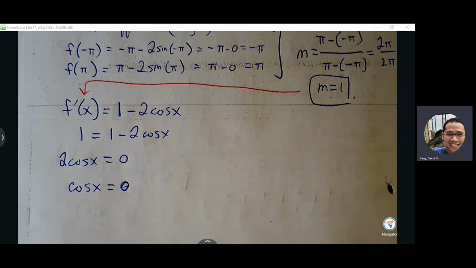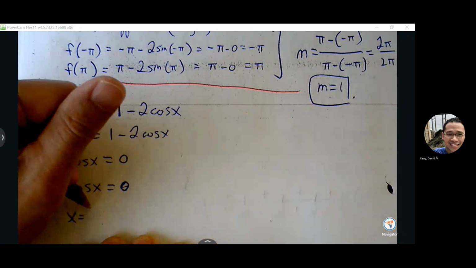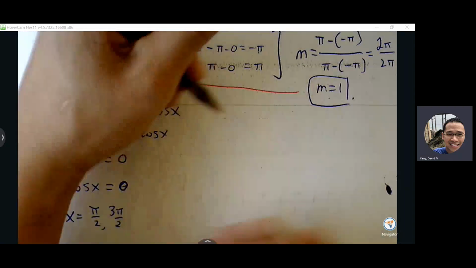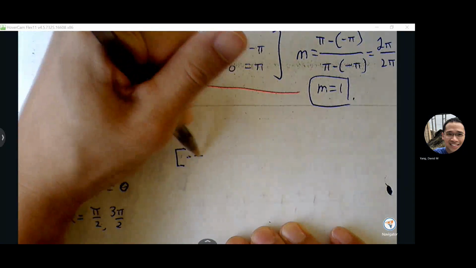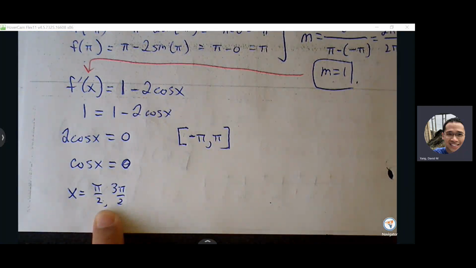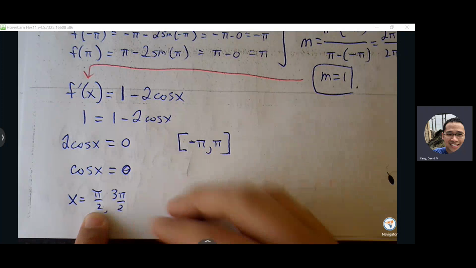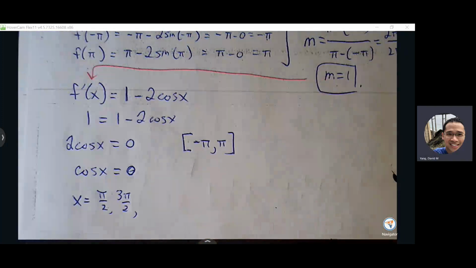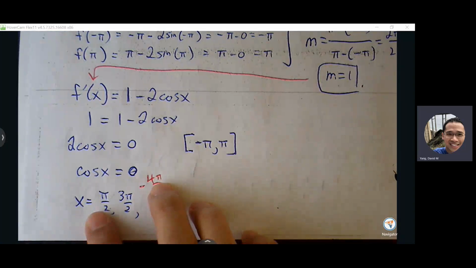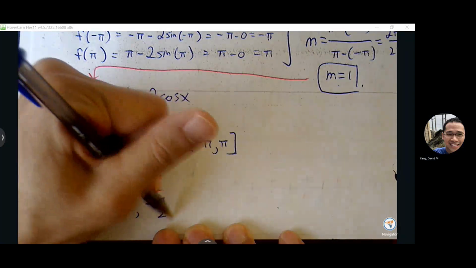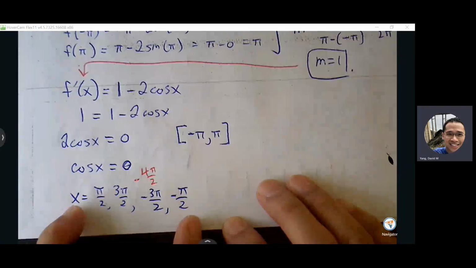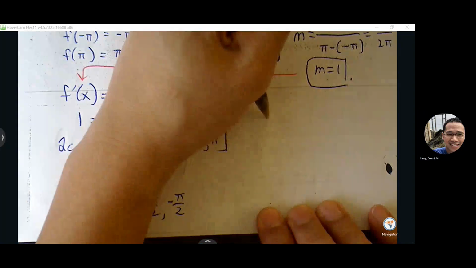Okay, so where's cosine equal to 0? Pi over 2, 3 pi over 2, okay. Now, our interval is between what? Negative pi and pi, so we probably need to find some coterminal angles on the negative side. How do I find coterminal angles on the negative side? Subtract 2 pi, which is 4 pi over 2. So pi over 2 minus 4 pi over 2 is negative 3 pi over 2. 3 pi over 2 minus 4 pi over 2 is negative pi over 2. I just want to list out a couple of options and see which one lands inside my interval.